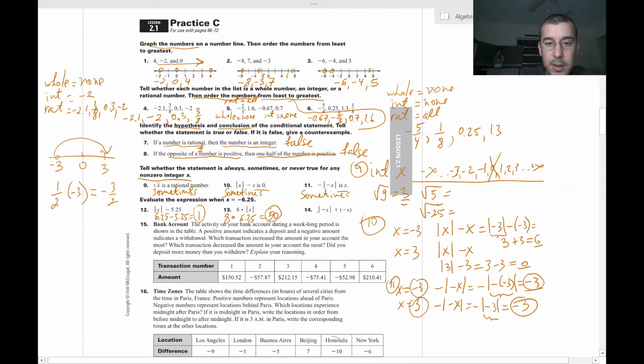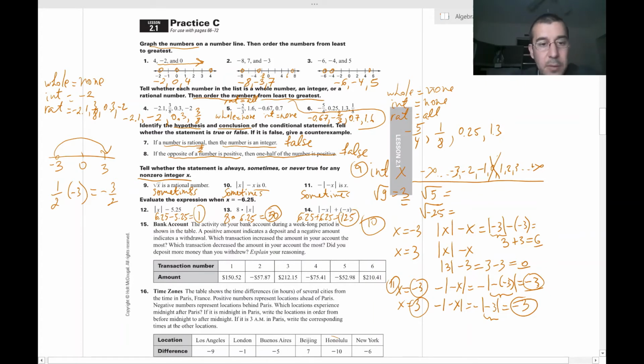14, the absolute value of -6.25, so this is just 6.25. And then plus minus, and then x is -6.25. So we have two minuses, that becomes plus. So plus 6.25. Now 6 and 6 is 12, and 0.25 and 0.25 is 0.5. So it's 12.5.